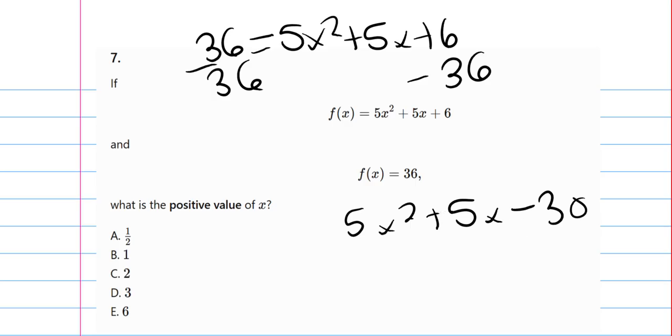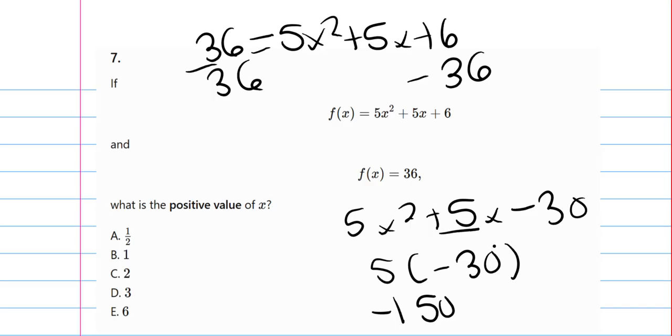So now we're going to think of two numbers that add up to 5 but multiply to negative 30. So that would be, oh sorry, you're going to multiply a and c first. I forgot. I'm kind of tired right now, guys, but yeah, 5 times negative 30, that would be negative 150. So we're going to think of two values that add up to negative 5x but multiply to 150.